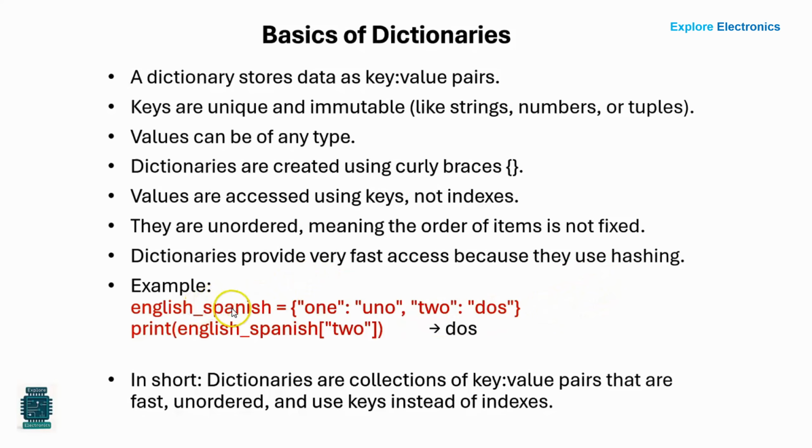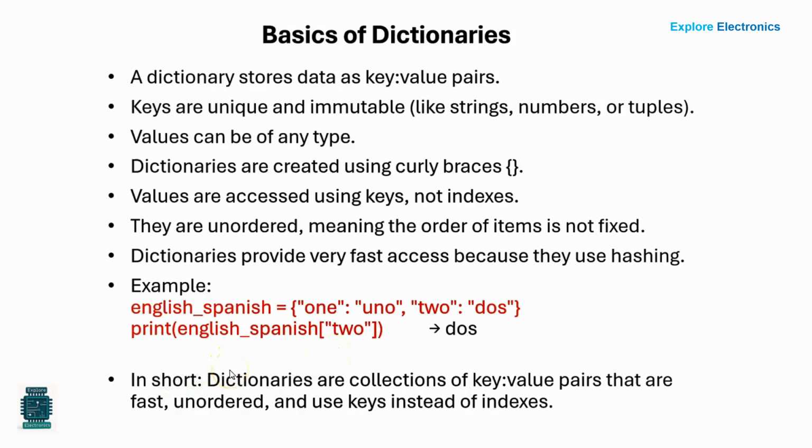We have an example here. I have explained this English Spanish. This is the English key and Spanish is the value we have taken. If I want to access any value, I have to give the key here. By that I can easily access the value. Very clear with it? Dictionaries basics.